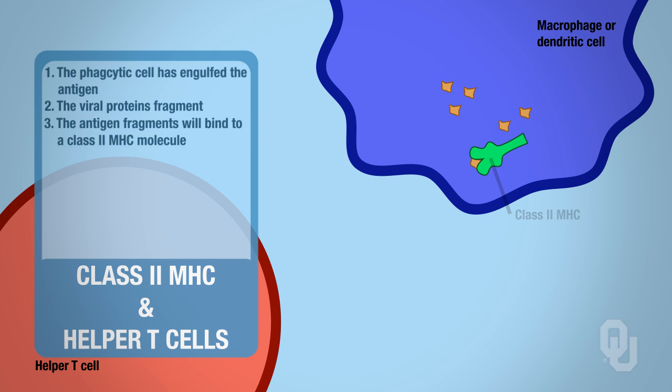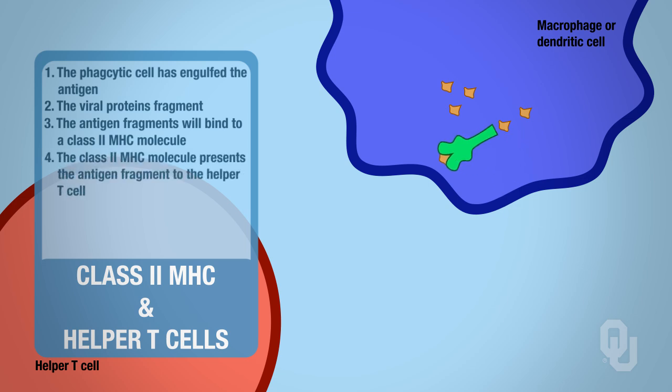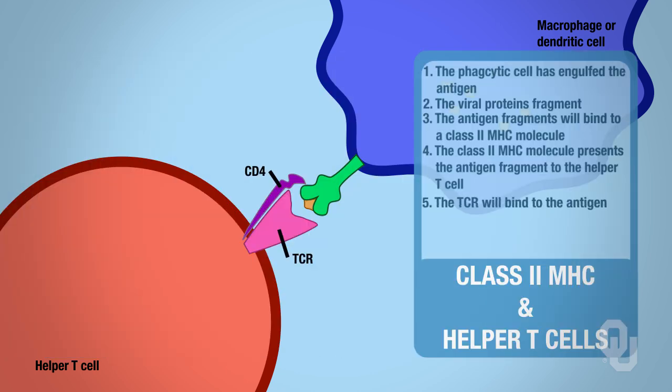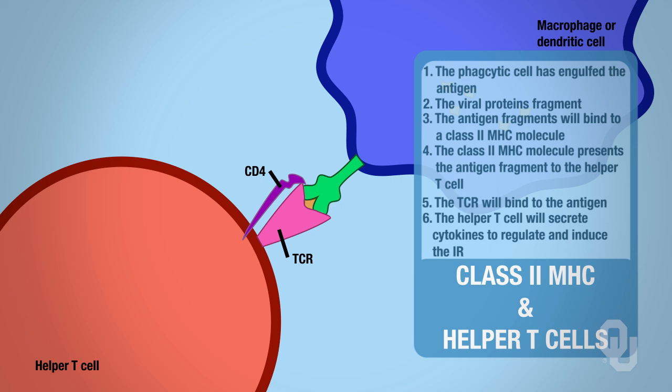After they've done that, we present this antigen to the helper T cell. Then in step 5, the T cell receptor will bind to the antigen. Remember, the antigen now is bound to a class 2 MHC molecule. Once that happens, the helper T cell is going to secrete cytokines to induce and regulate the immune response. Keep in mind which cell is the antigen presenting cell. That's your macrophage or your dendritic cell.